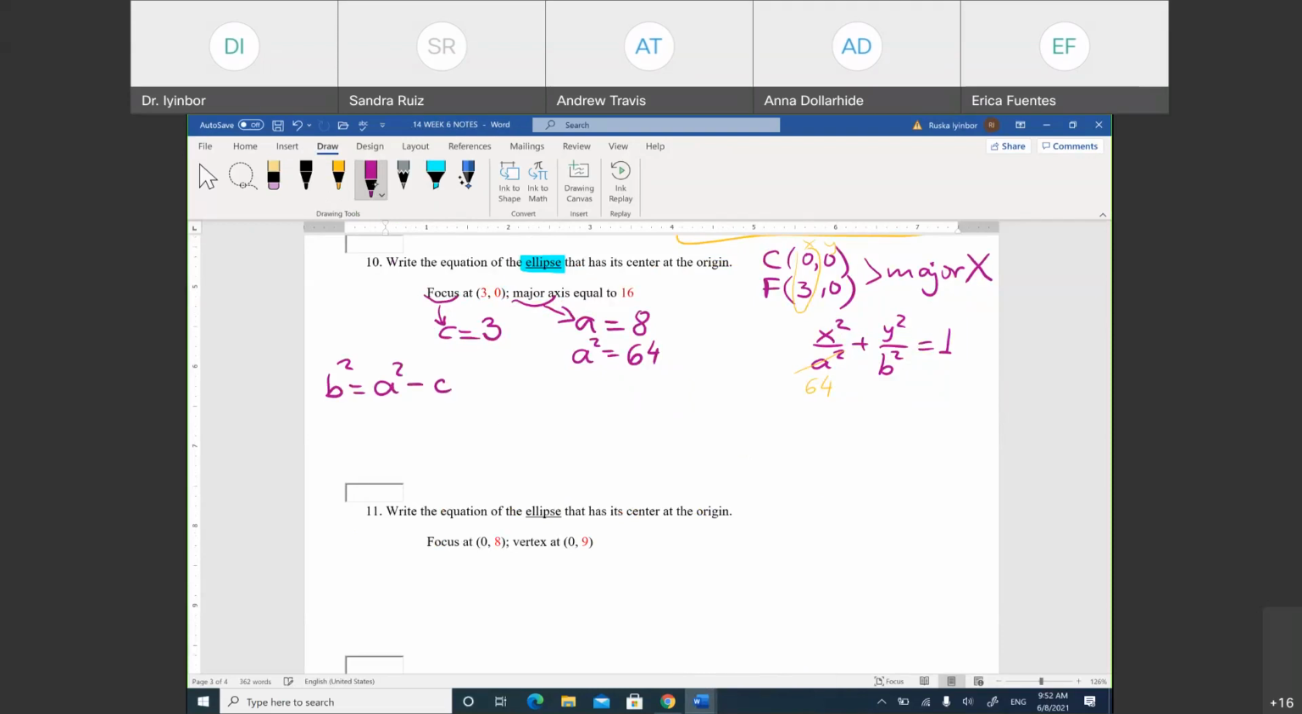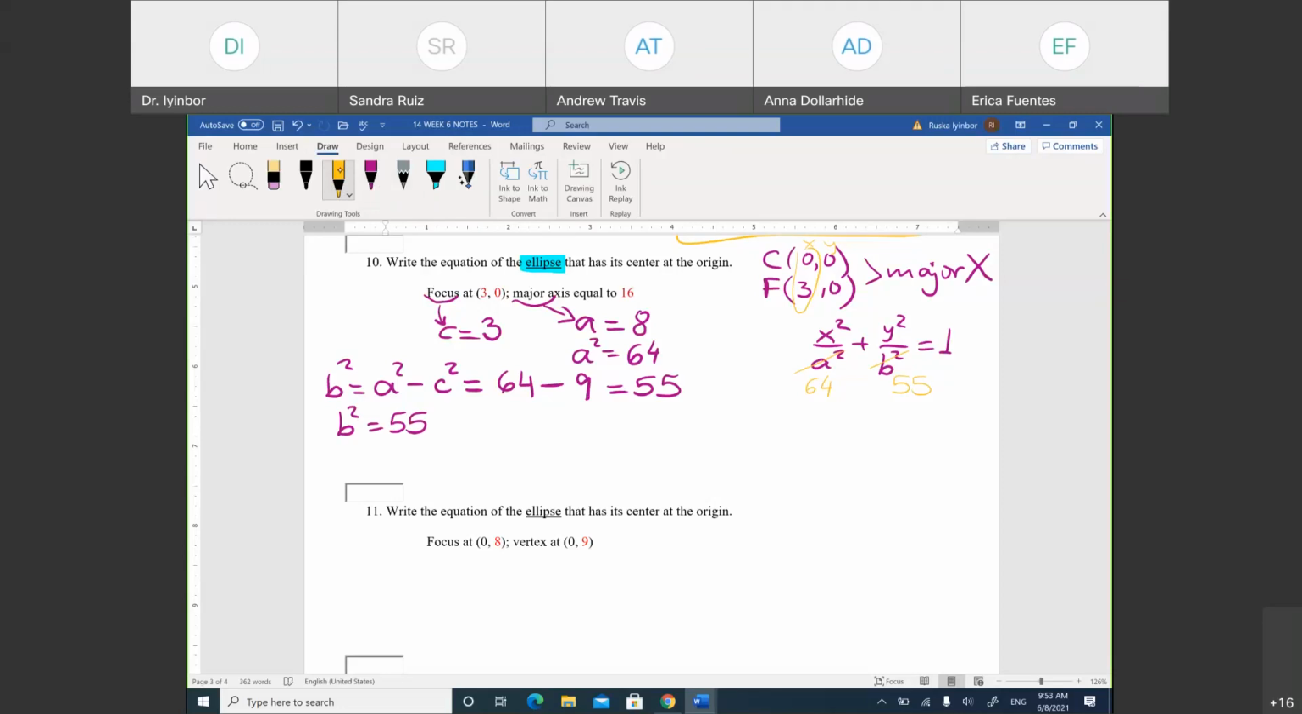So what is that? a squared is 64 minus, what is c squared? 3 times 3 is 9, right? So 64 minus 9 is 55. We get b squared is 55. So that's what you're going to replace b squared with, 55. Okay, everybody see that?